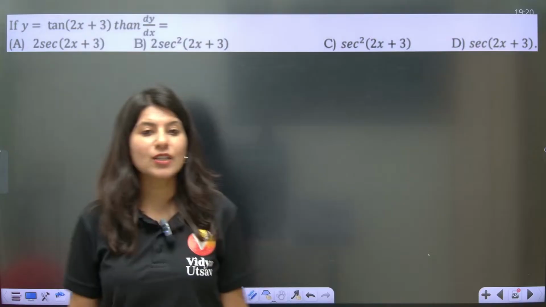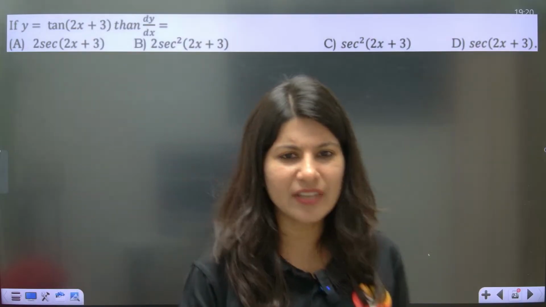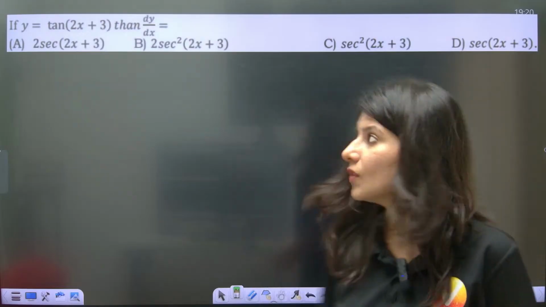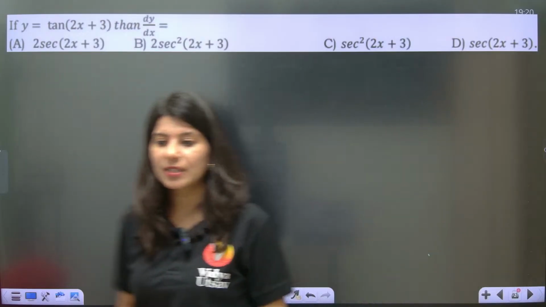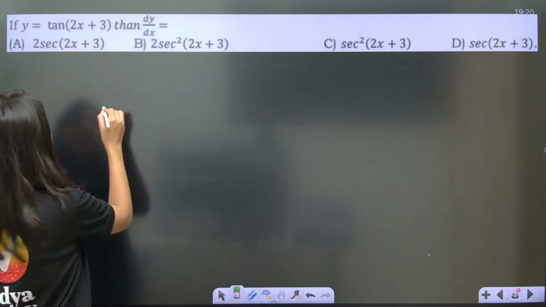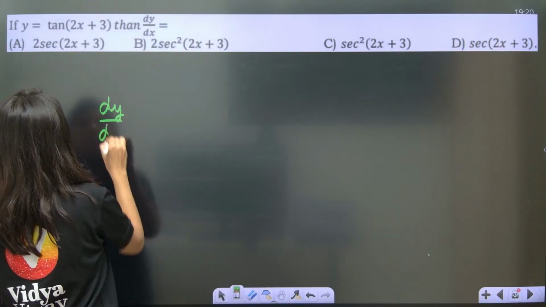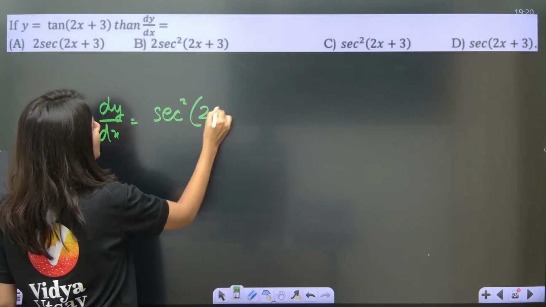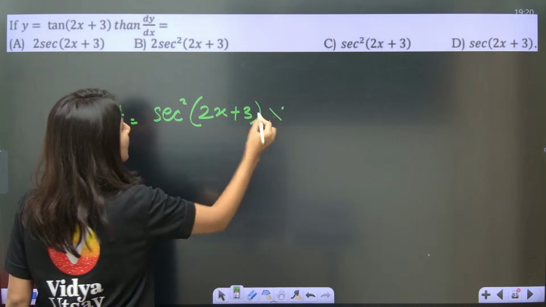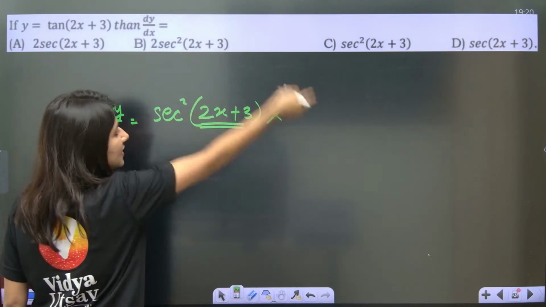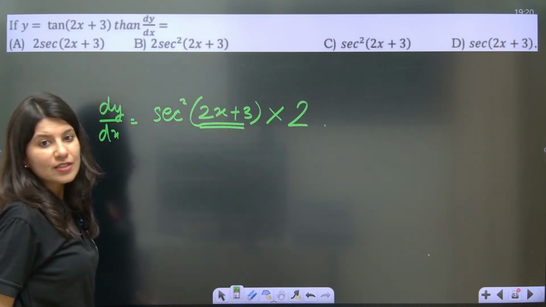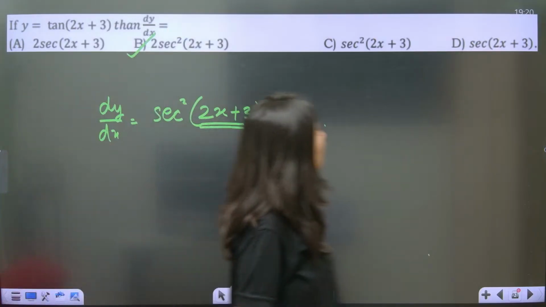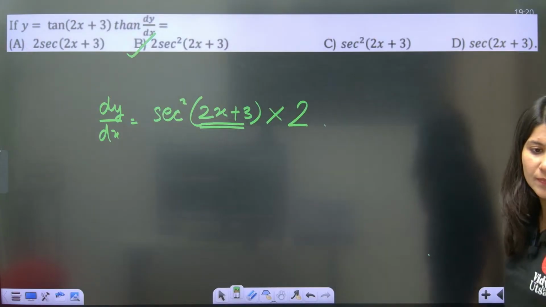Next question. y is equals to tan of 2x plus 3. We need to differentiate. Very easy question. Directly you can tell me the answer. Okay. y is equals to tan of 2x plus 3. So dy by dx is equals to, now tan derivative is sec square. Chain rule I am going to apply. 2x plus 3, multiply. We have to differentiate 2x plus 3. So 2x plus 3 differentiation is 2. So 2 sec square of 2x plus 3, option B is absolutely correct. Option B.